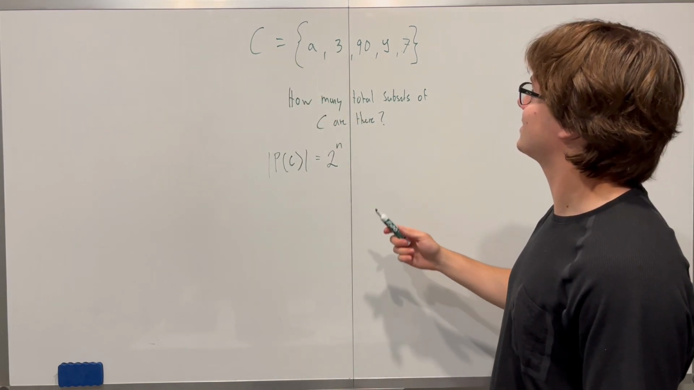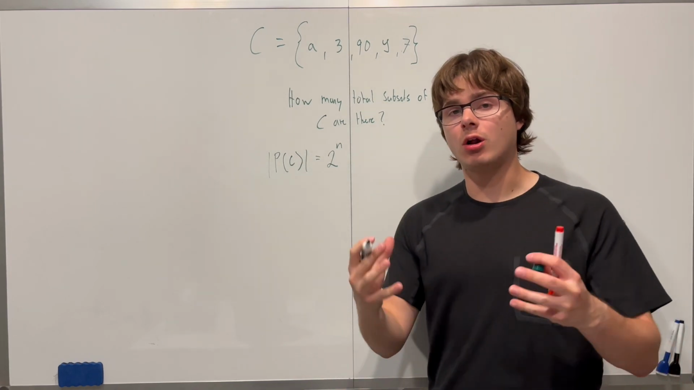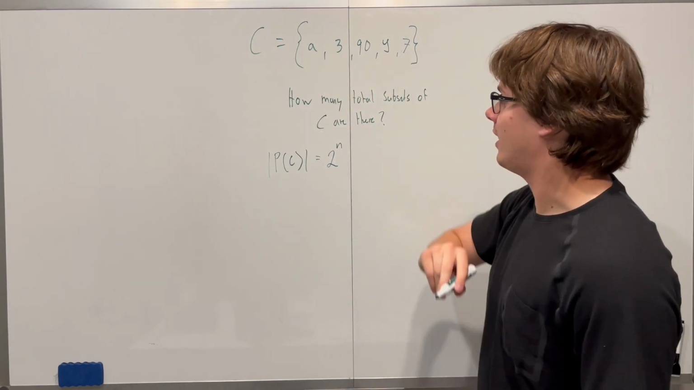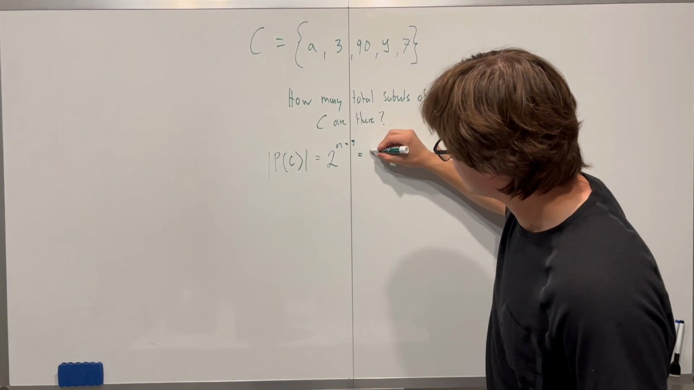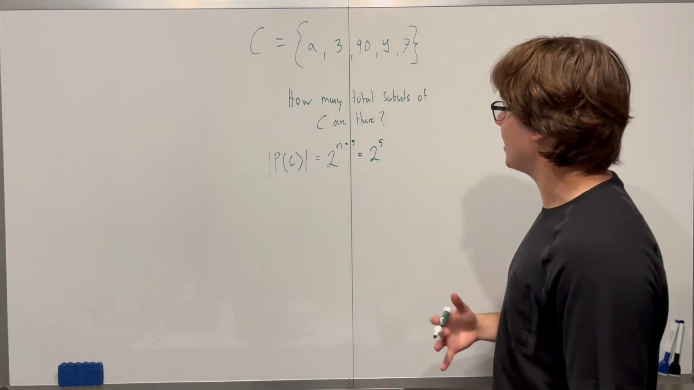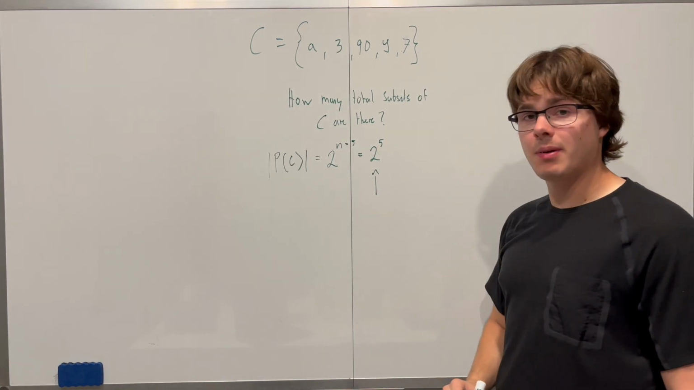How many elements does C have? We just need to count each element once, and make sure we count all of them. So we'll start: 1, 2, 3, 4, 5. N here is going to equal 5. So we're saying that the total number of subsets is going to be 2 to the power of 5.